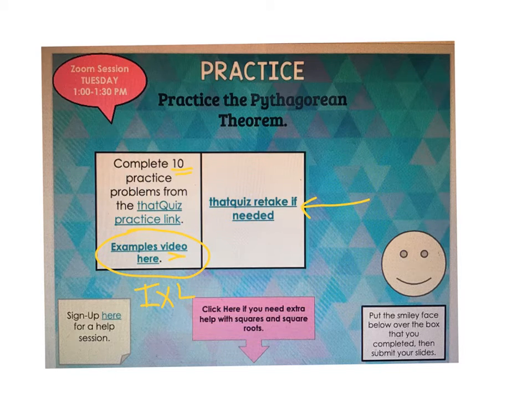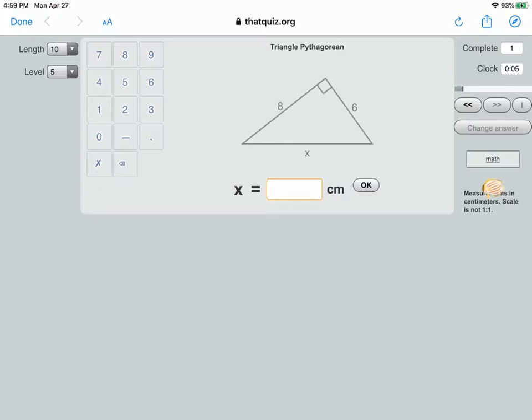You can put the smiley face over the first block. If you did the retake, you can put the smiley face over the retake. When you open the link, it'll look like this.